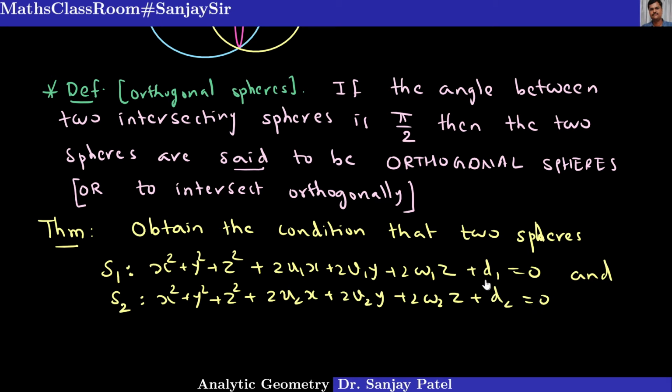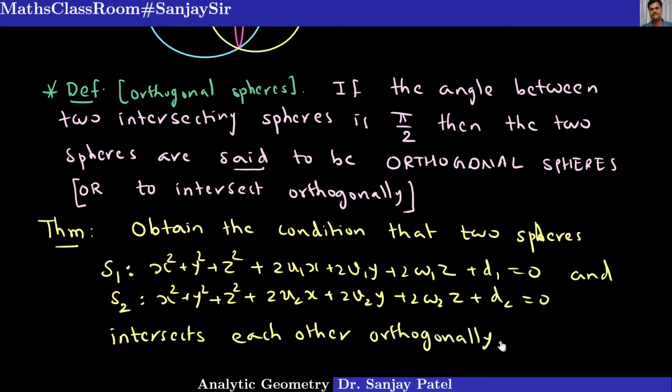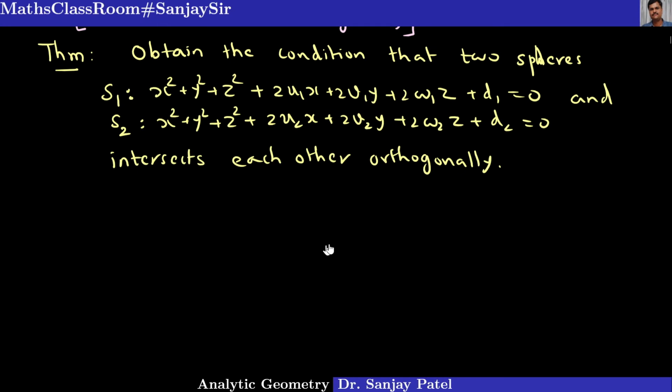Obtain the condition that the two spheres S1 and S2 intersect each other orthogonally. Or one can also say, obtain the necessary and sufficient condition for two spheres to be orthogonal. Okay. So let us prove this.